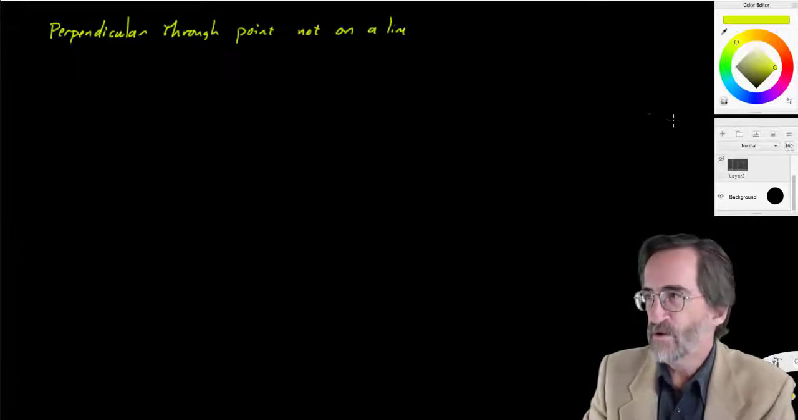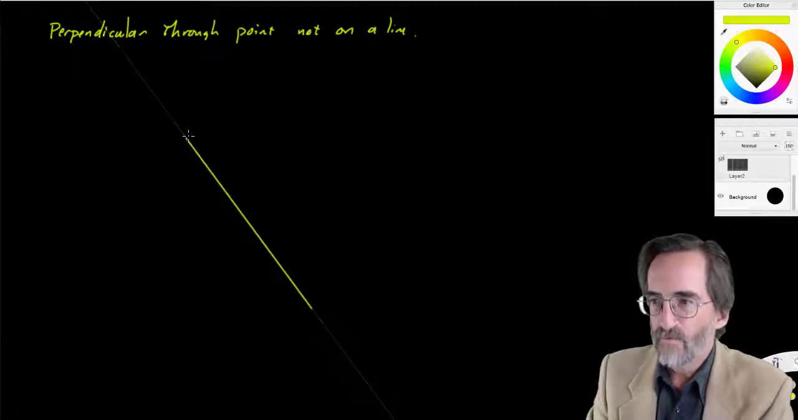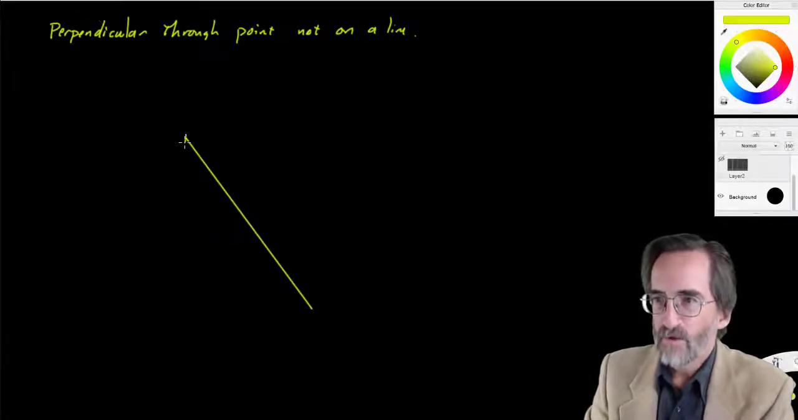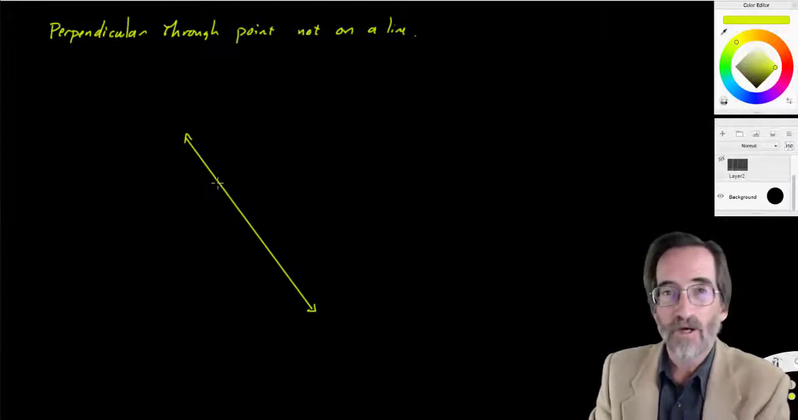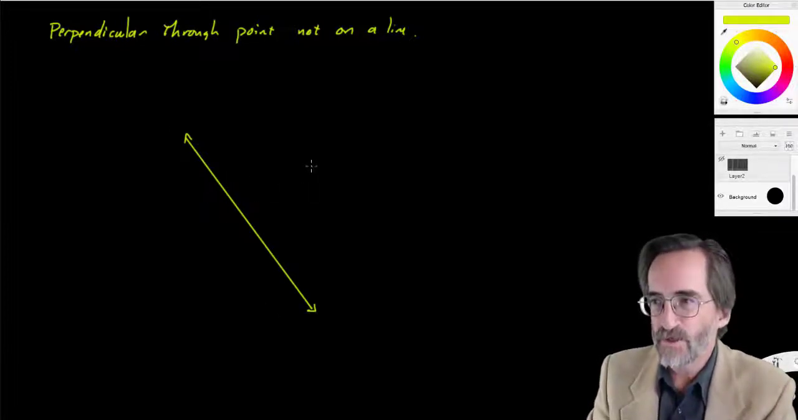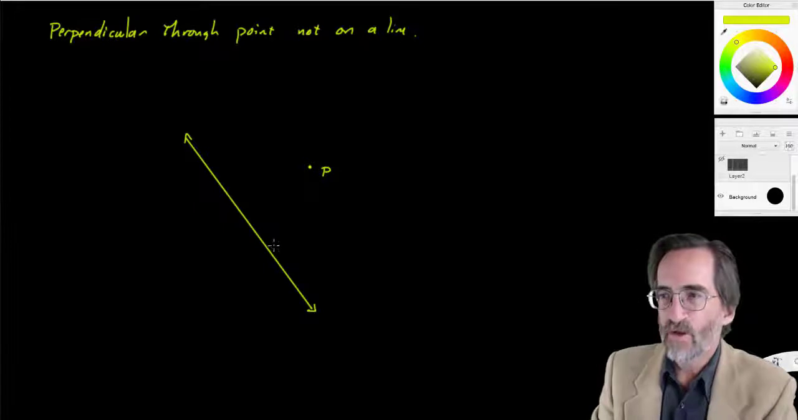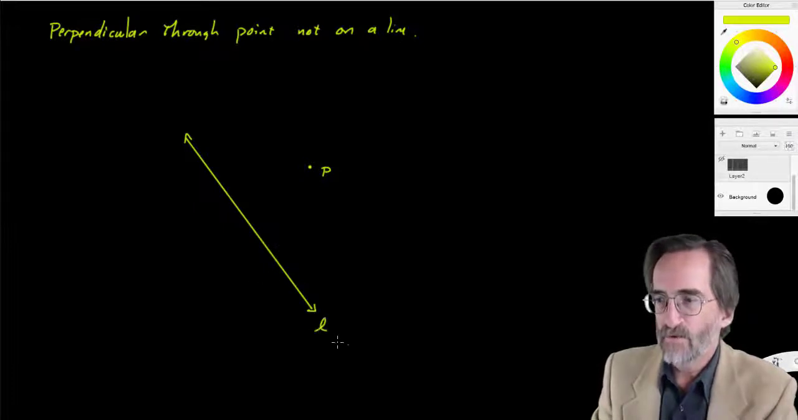Okay, and so here are the steps. We're going to start with a line. It can be facing any direction at all. I recommend using printer paper, unlined paper, for these constructions because you don't want the lines to interfere. And let's mark point P here, a point that is not on line L.